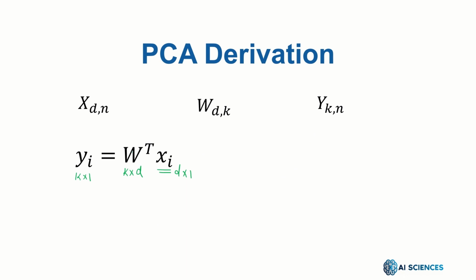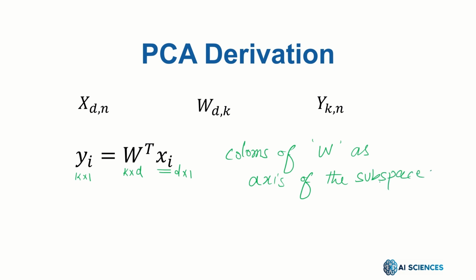And now you can think of the columns of W as axes of the subspace. The columns of W are axes of the subspace. Not only the axes, they are basically orthogonal axes, or orthonormal axes.